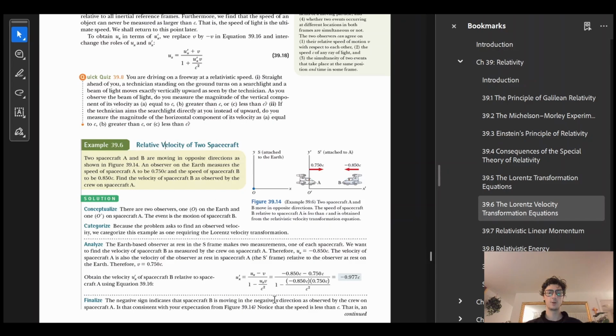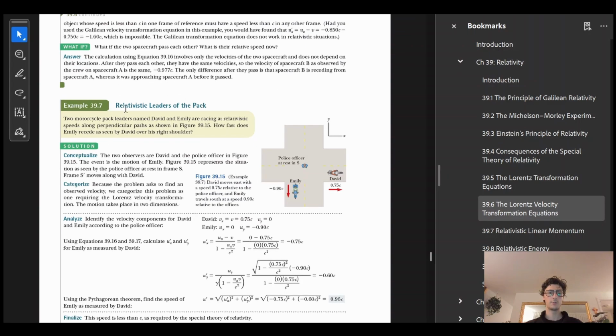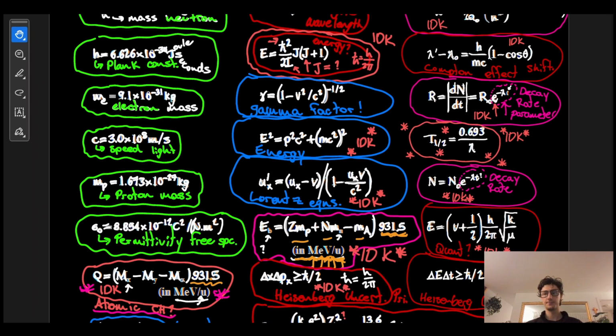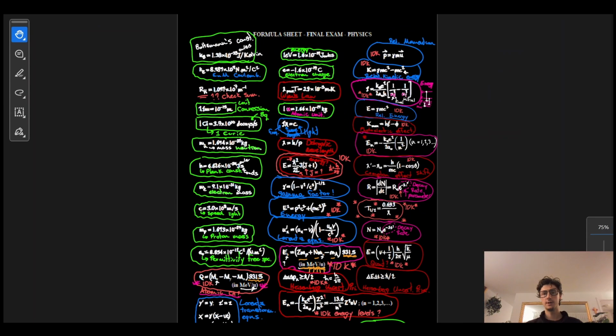This is a very interesting problem. It uses the equation here to get the answer of the problem. Another very, very good problem is this one here. This is a challenging one. You could try it out. It uses the equation, but there's a little trick there. So anyway, that covers all of the relativity-related equations.